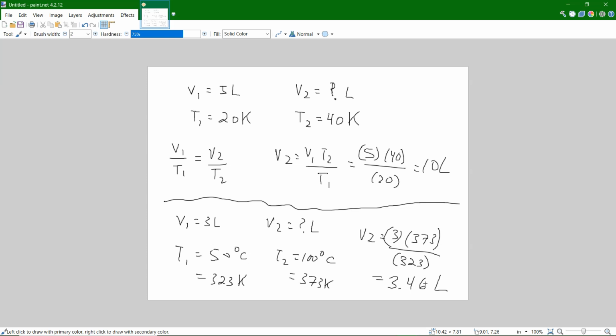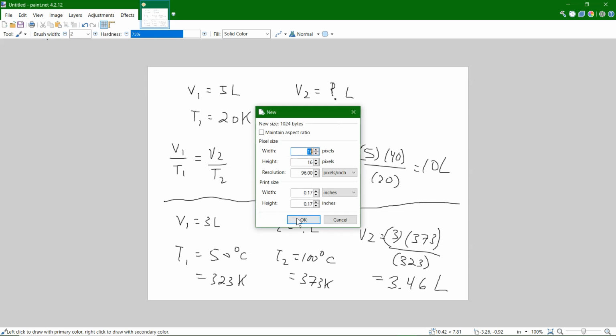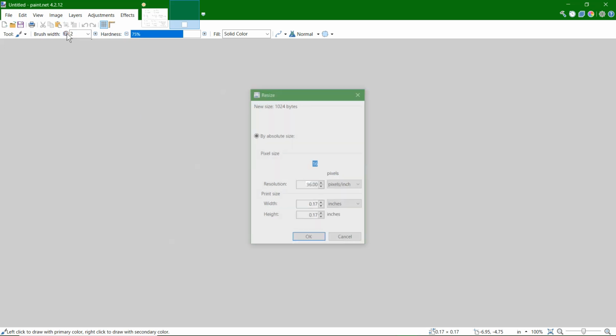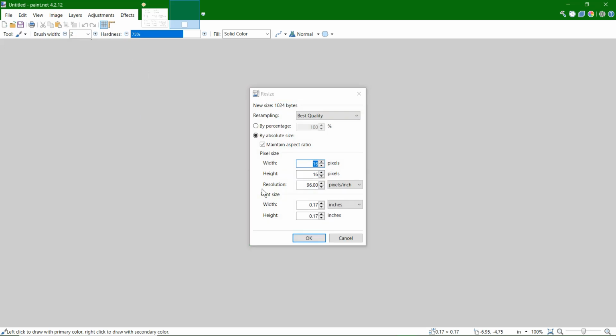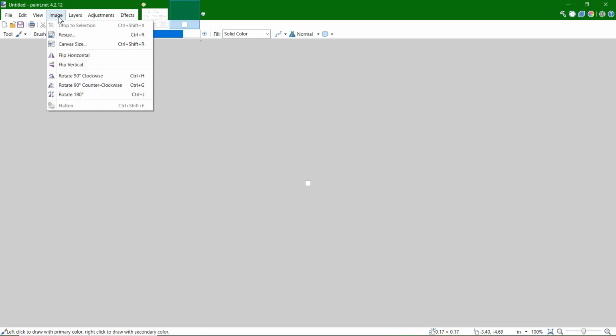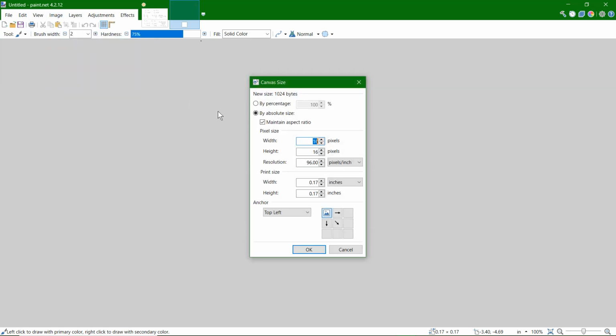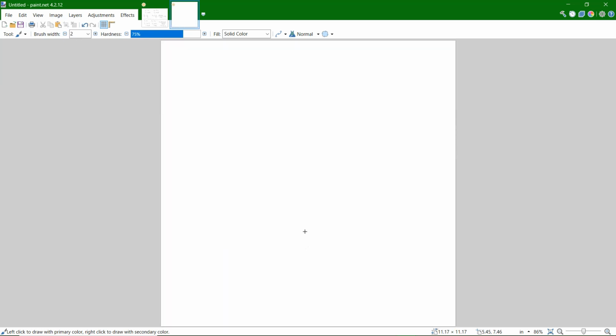So we looked at Boyle's law, Charles' law, and let me just go to File, New. Okay. Oh, that's not a good size, is it? Let's resize the canvas. There's not many letters I could write in there, is there? So there, that's better. Okay.